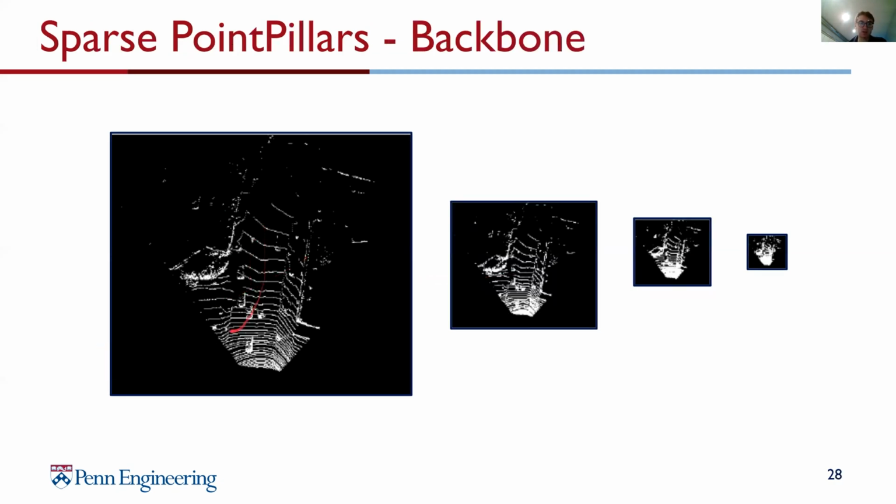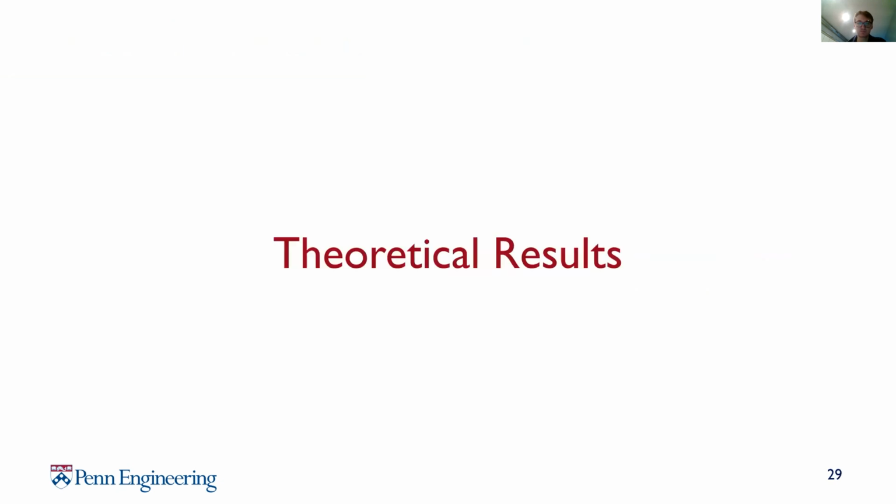You can see that this is the exact same input pseudo image, but the sparsity is actually preserved as it's flowing through our backbone. And ultimately, we get to the last stage of the backbone, and still we have a high degree of sparsity in our final pseudo image representation.